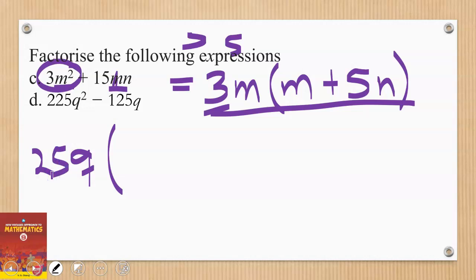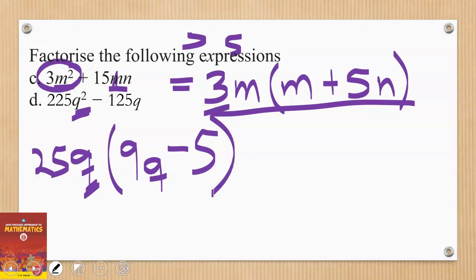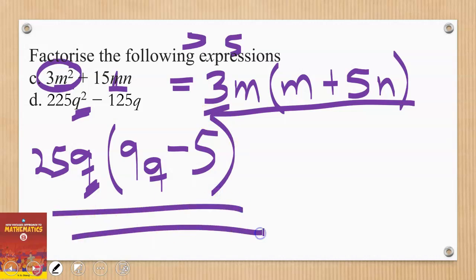So 25 can come out. Now 25 times what will give us 225? That is 9. Okay, but we have 9q because here the q is squared. So if one is out, we'll be left with another one. Minus, with 25 coming out, what times 25 will give us 125? And that is 5. But then q is already out, so q will not come again. So we close this one like this, and that becomes our answer.